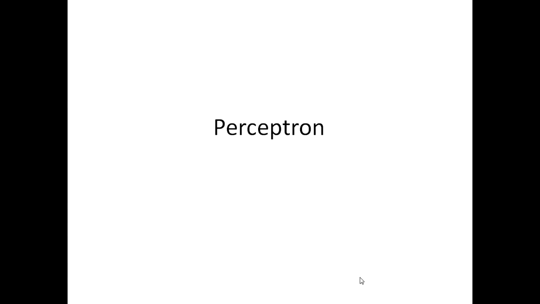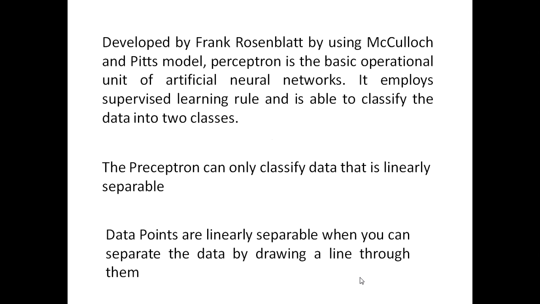In today's video, we are going to discuss another important topic of neural networks, that is the perceptron. So let me discuss what a perceptron is. The perceptron was developed by Frank Rosenblatt. There was another model called the McCulloch-Pitts model, or MP model, that we have already discussed in a previous video. Using the concept of the MP model, the perceptron was developed. It is the basic operational unit of an artificial neural network.